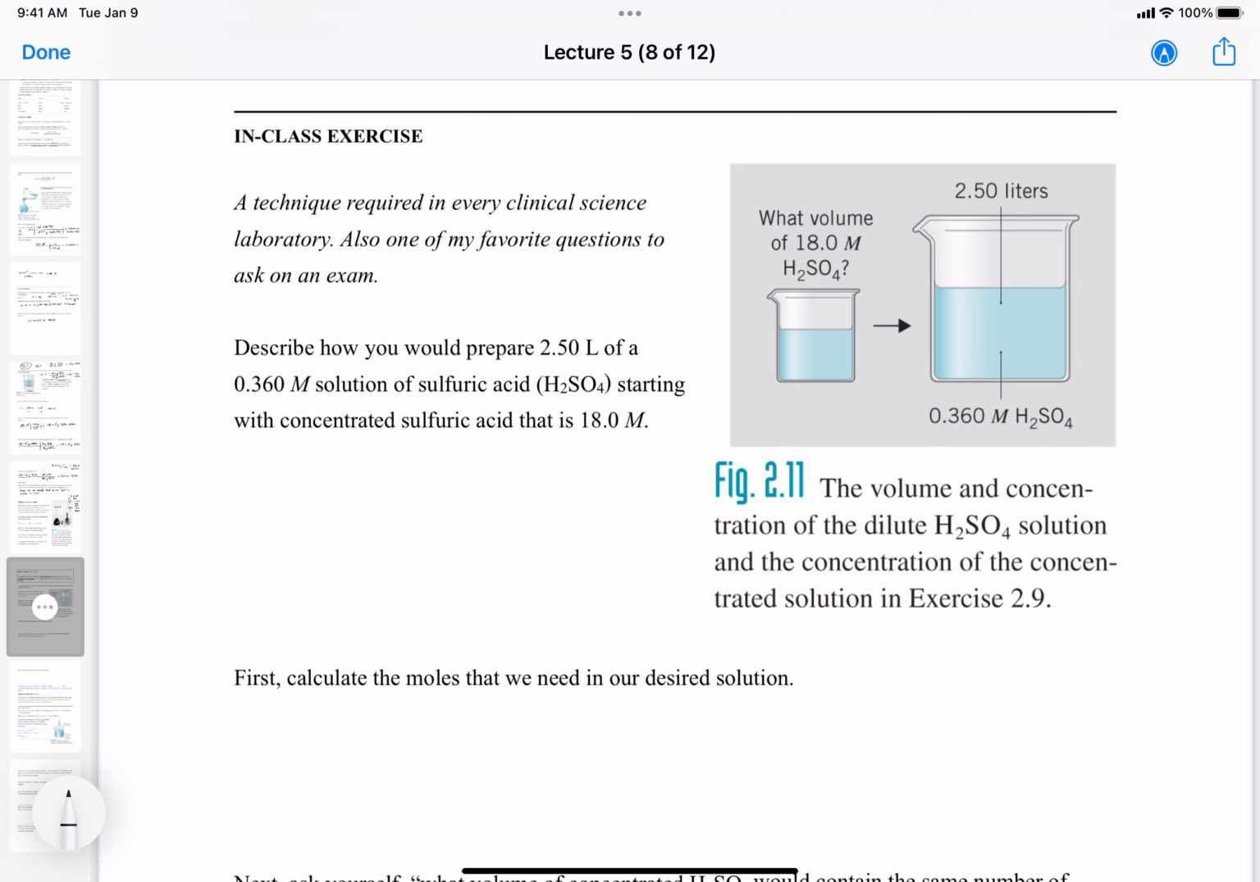Okay, so now let's use this dilution equation in a problem. Dilutions is a technique that's pretty much required in every clinical science laboratory, or any drug testing, environmental labs, or analytical labs where you're testing samples maybe from lakes, trying to test the pH, or testing all kinds of different possibilities here.